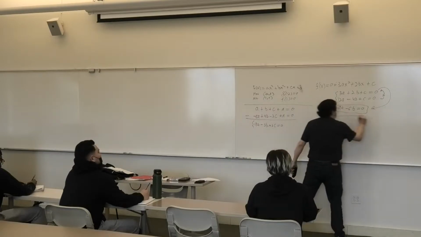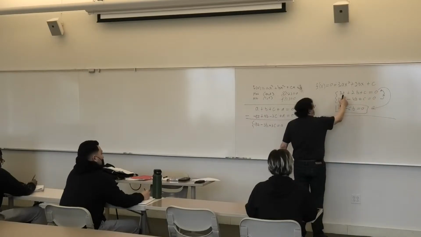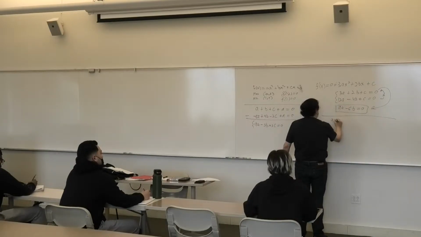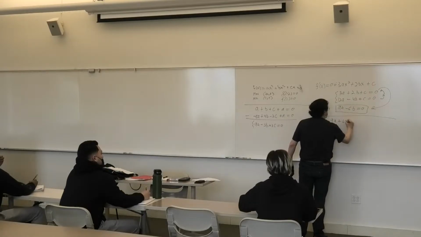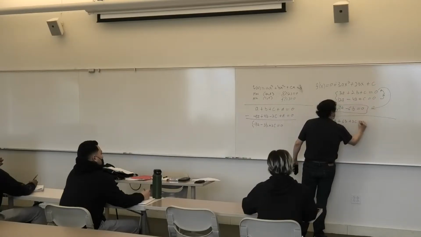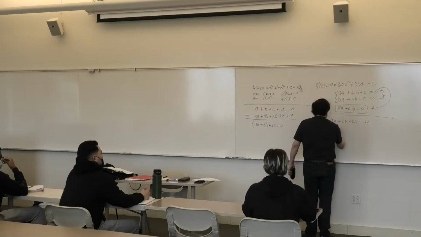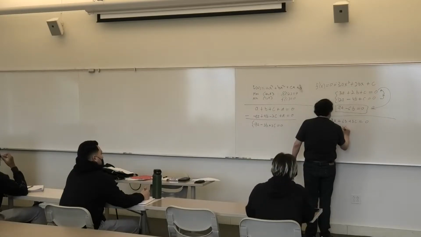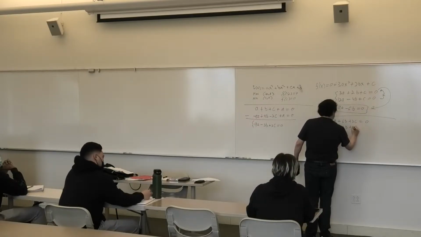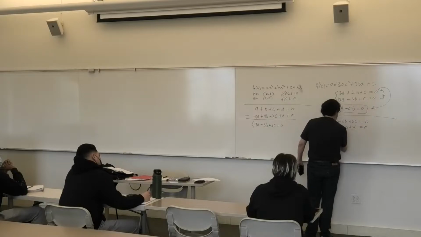So let's multiply this one by 3. 9a plus 6b plus 3c equals 0. Let me write this one down here. 9a, oh, they're going to make it easy for us, aren't they? Plus 3c equals 0.